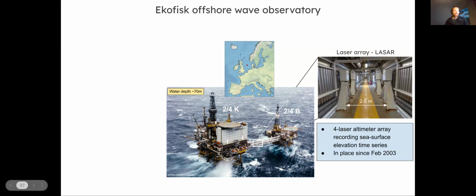So on this walk bridge connecting the two platforms, they have an array of 4 laser altimeters that record the distance to the sea surface continuously at 5 hertz. This system has been in place for over 20 years now, and it's given us a lot of really valuable data.